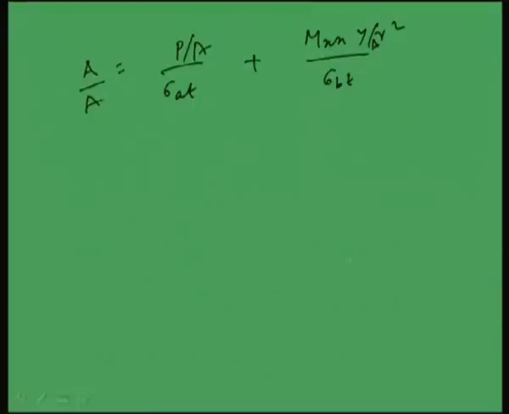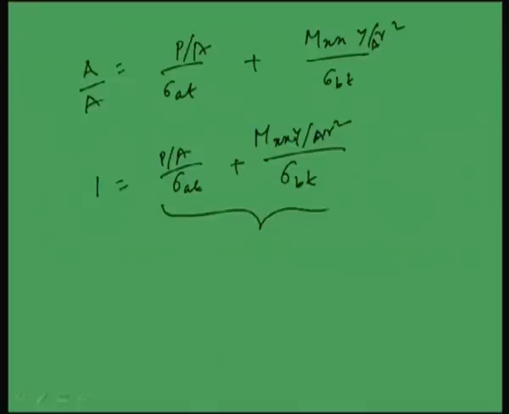Okay. That means this should be P by A by sigma AT plus Mxx y by ar square by sigma bt. That means the summation of these two should not be greater than 1.